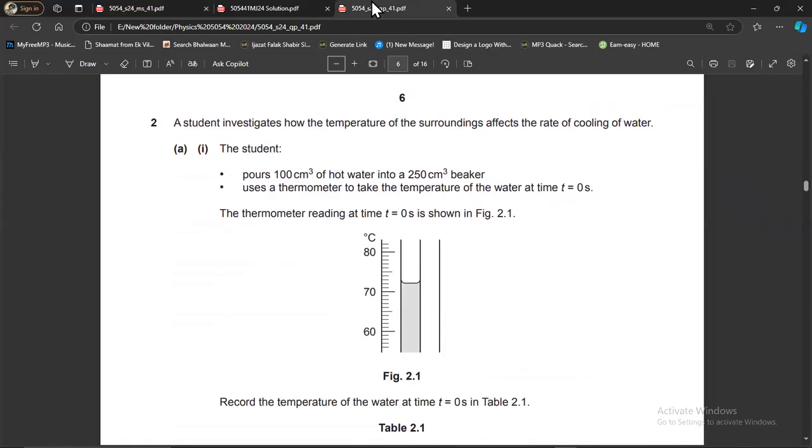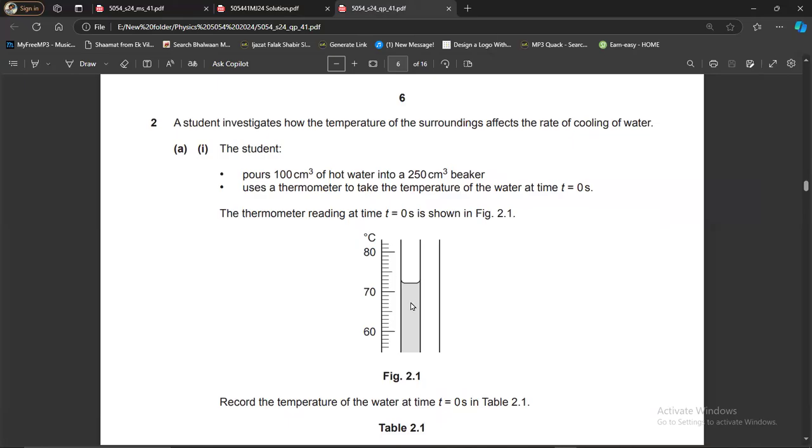Question number 2. A student investigates how the temperature of the surroundings affects the rate of cooling of water. Question number 2A, first part. The student pours 100 cm³ of hot water into a 250 cm³ beaker. So he has a slightly bigger beaker, of 250 cm³, and he pours 100 cm³ of hot water in it, using a thermometer to take the temperature of the water at time t equals 0. The thermometer reading at t equals 0 is shown in figure 2.1.